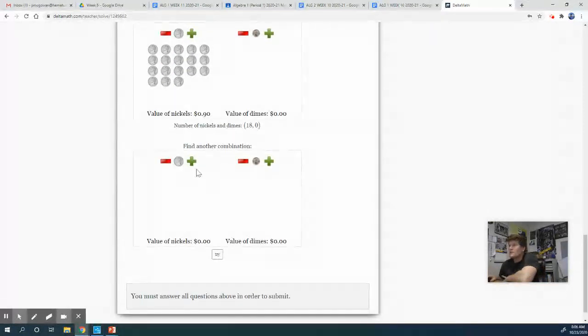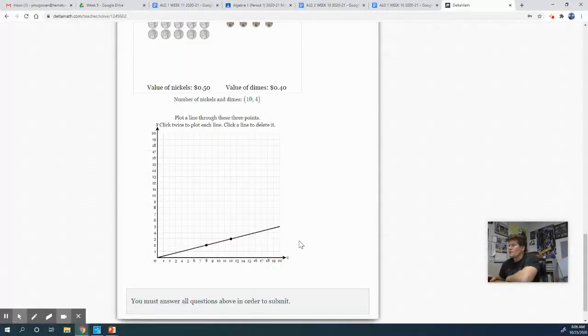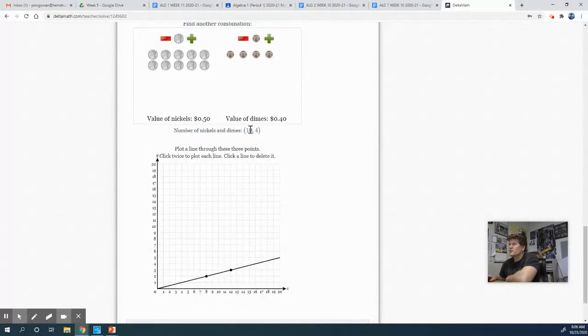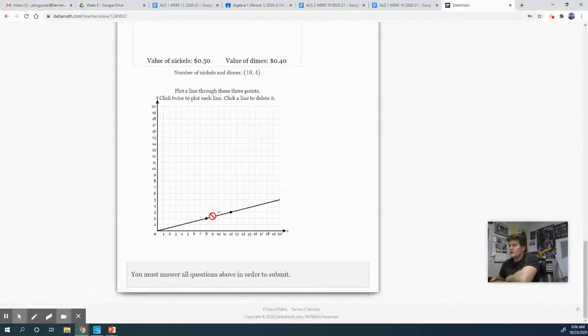Then the third way, I could do a mixture of both. Let's say I had 50 cents from nickels, 40 cents from the dimes. That's 90 altogether. So I could say 10 nickels, 4 dimes. Adding up to make 90 cents, however you can do it. Then plot the points again. You have 10, 4, 18, 0.